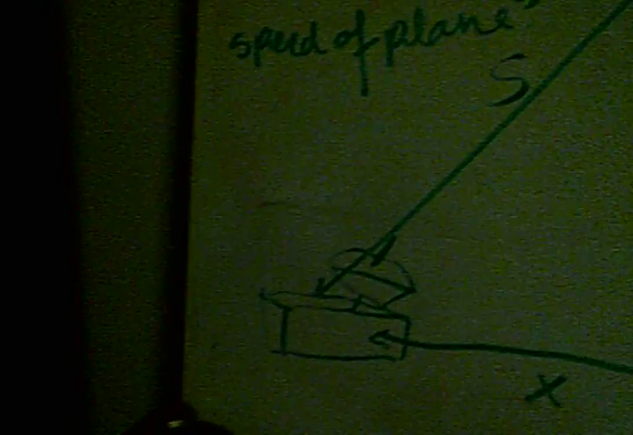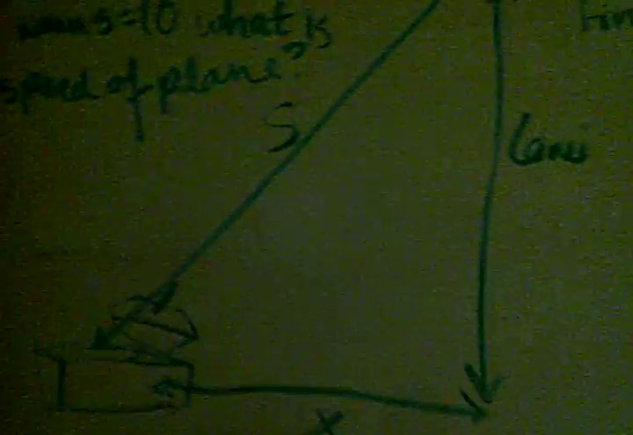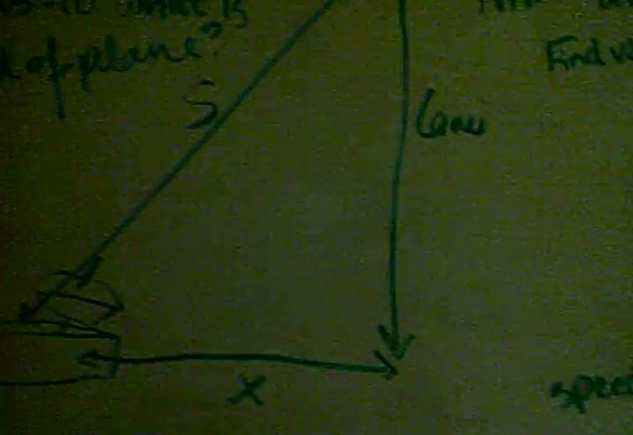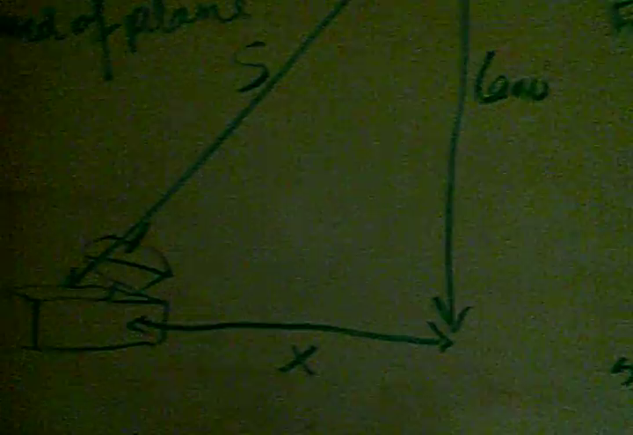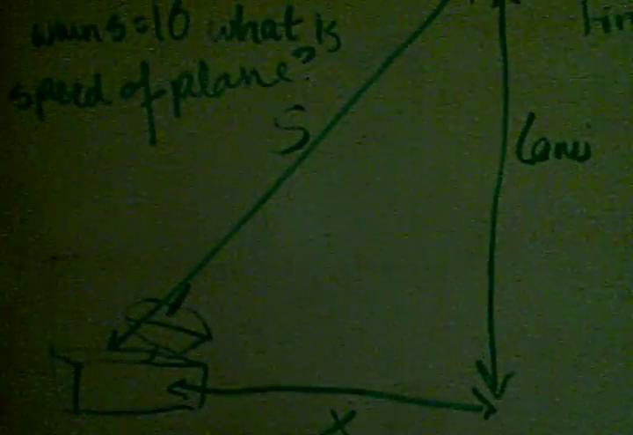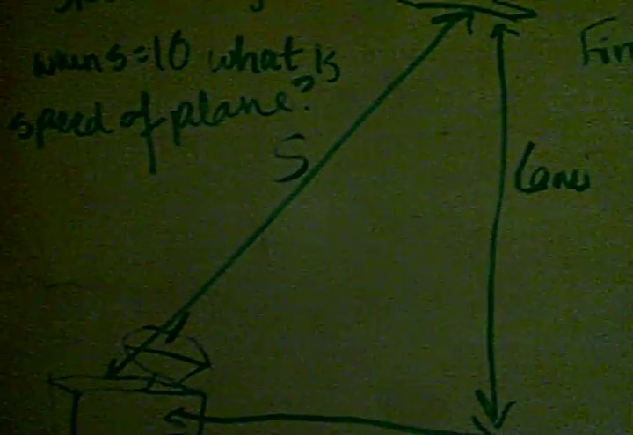Here's an example. Let's say we have a plane right there, and it's going to fly over a radar station right there. So we'll draw an image because usually that helps. It's 6 miles in the air, and the horizontal distance is x, and the s right there.